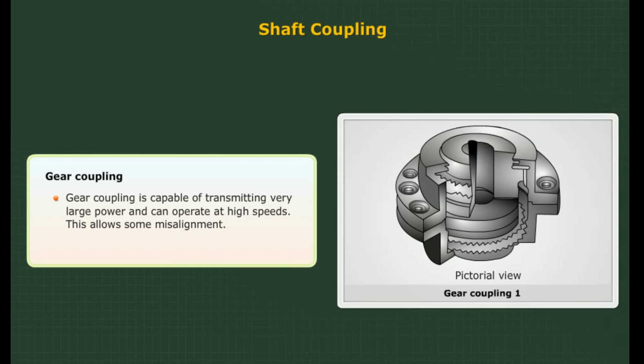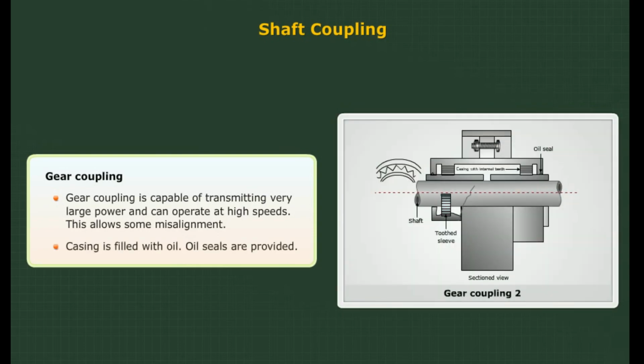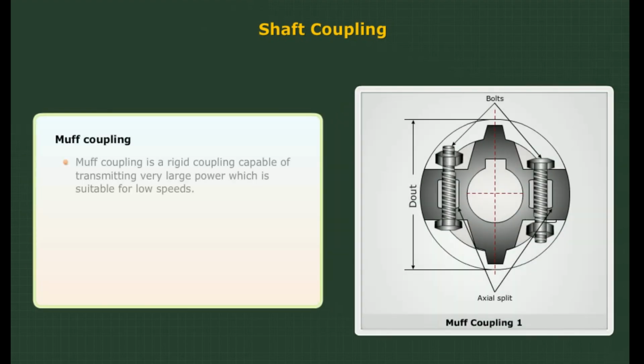Gear coupling is capable of transmitting very large power and can operate at high speeds. This allows some misalignment. Casing is filled with oil. Oil seals are provided.